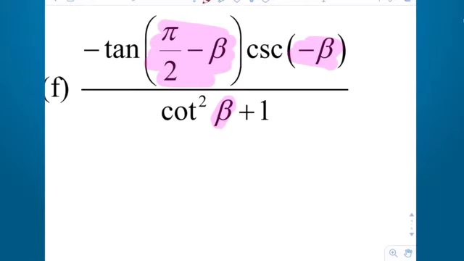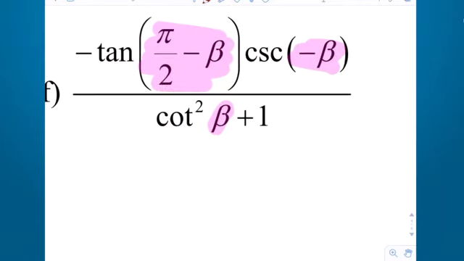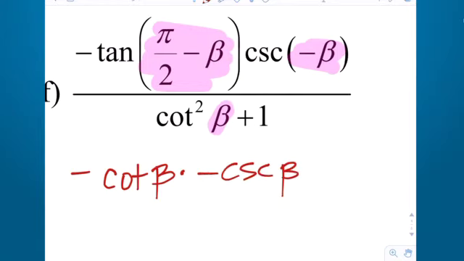Did you hear that? Your first task, if your angles are different, is to try to get them to be the same. So in the top, negative tangent of pi halves minus beta is now equal to negative cotangent of beta. Okay? And then cosecant of negative beta is the same as what? Negative cosecant of beta.